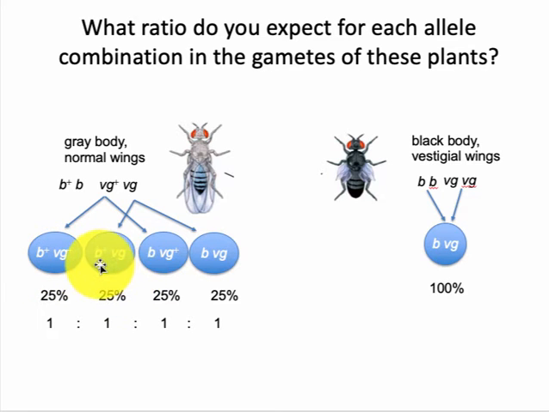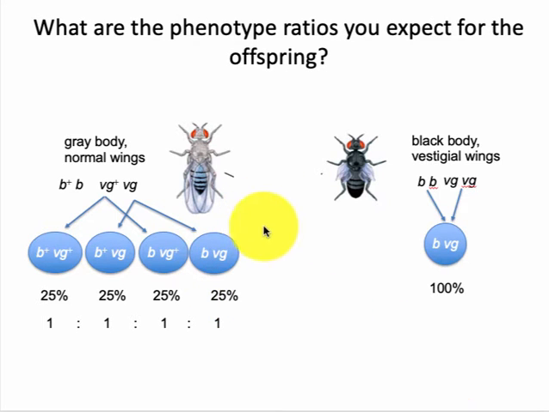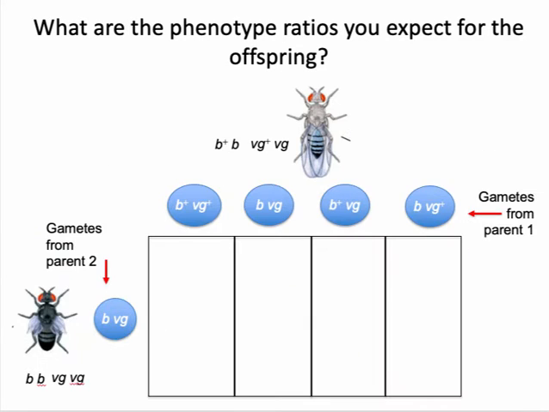A quarter will have the dominant allele for B and the recessive for VG. A quarter the recessive for B and the dominant for VG. And another quarter the recessive for both of these genes. And these gamete ratios then determine what are the offspring ratios that we expect. So now let's cross these 2 flies. What are the phenotype ratios that we expect for the offspring?